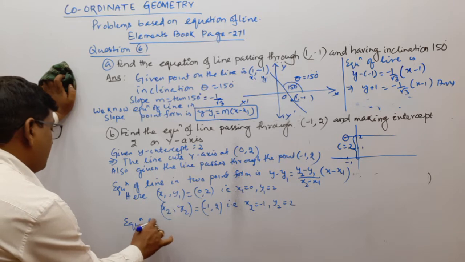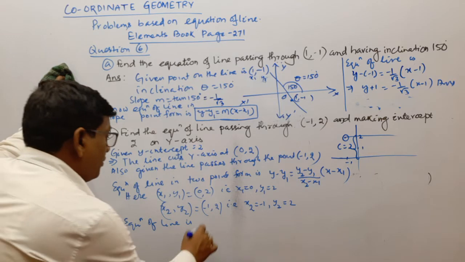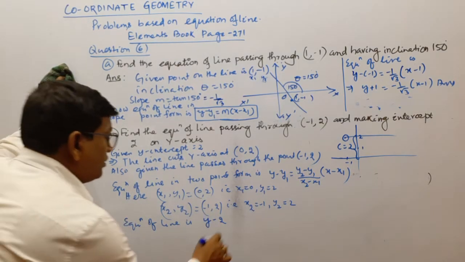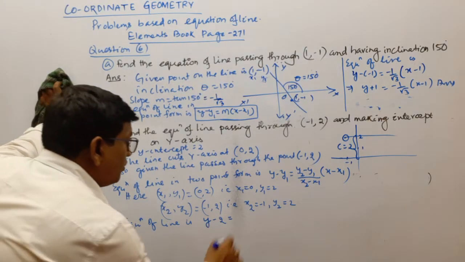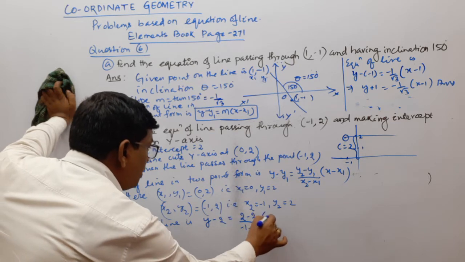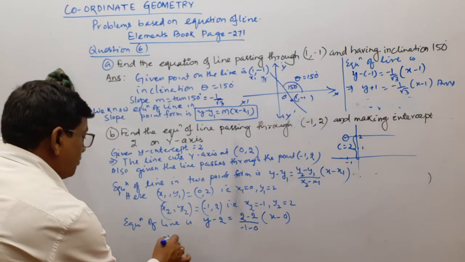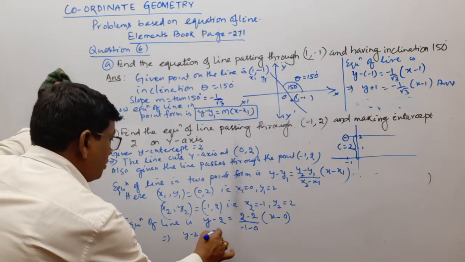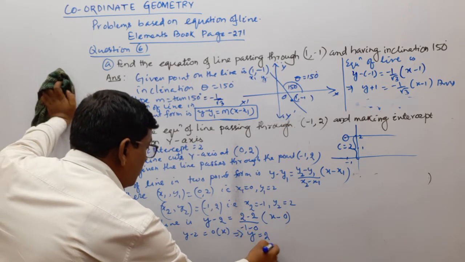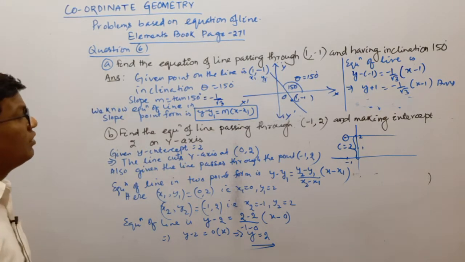Equation of line is y minus y1. Y minus y1 means y minus 2 is equal to (y2 minus y1) divided by (x2 minus x1) into x minus x1, that is (2 minus 2) divided by (1 minus 0) into x minus x1. So this is y minus 2 is equal to 0 into x minus x1. That implies y is equal to 2 is the equation of line. This is the answer. Now another question.